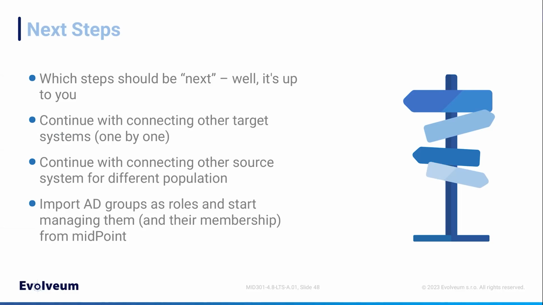If you ask what could be the next steps in this world of this project, which we have been showing, then it's up to you, because you could continue with connecting other target systems one by one, connect, clean up, automate. Or you could continue with connecting other source system, for example, for different population. If there are completely different people who are not covered by this source of data, connecting them should be quite simple. Or you could import Active Directory groups as roles and start managing them. So also their membership through midpoint, from midpoint.